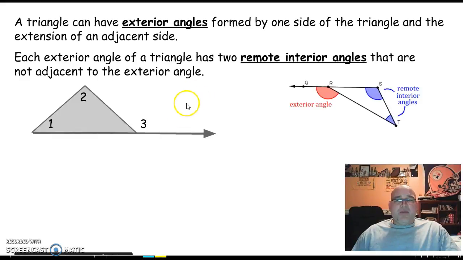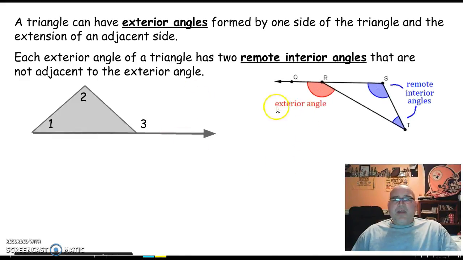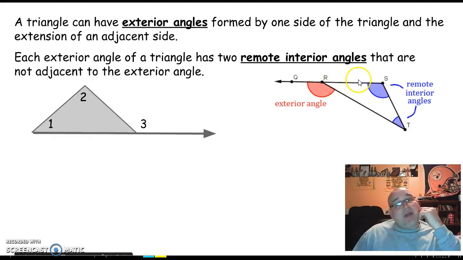Well, something important coming up. Exterior angle, the remote interior angles: the two interior angles that are not adjacent to the exterior angle that you're talking about. What I need you to notice is this. If I took this red angle, the exterior, and this angle right here where I'm pointing with my arrow, that would have to add up to what? You're right, 180, because they're a linear pair.